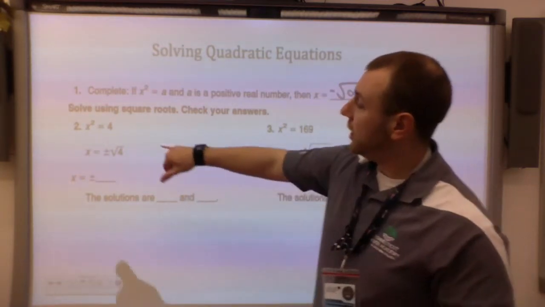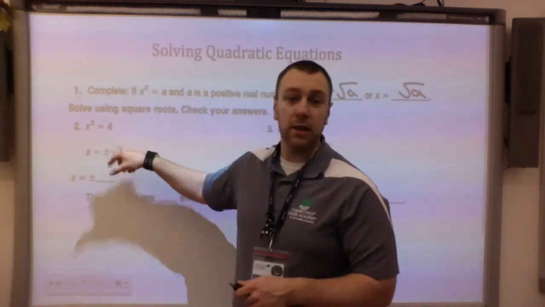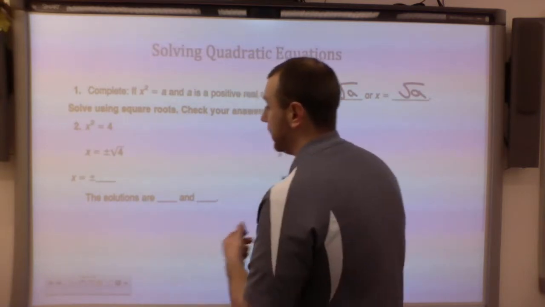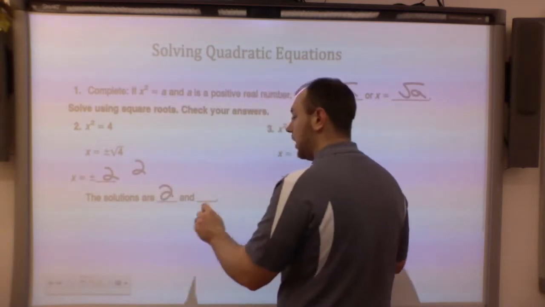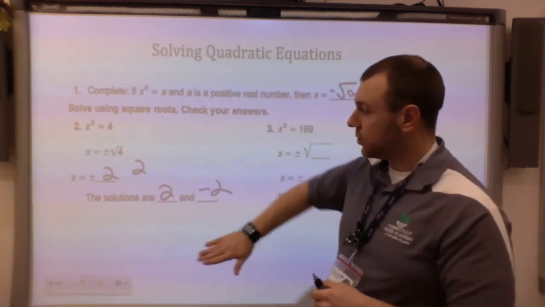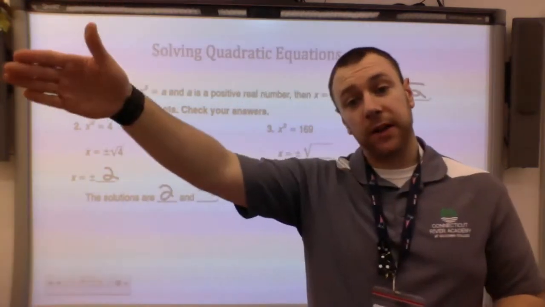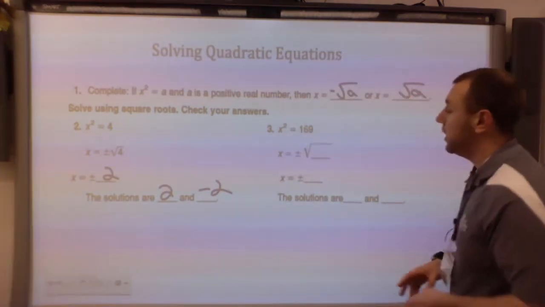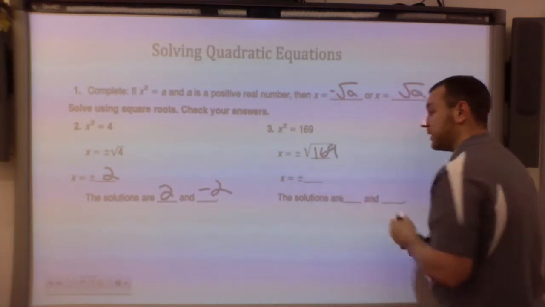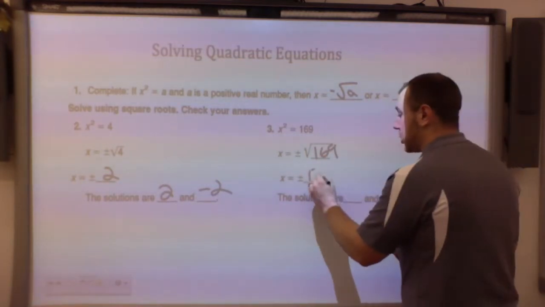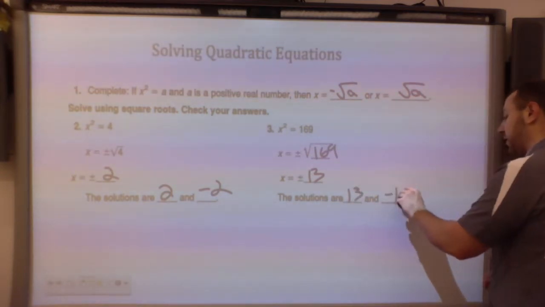Here I have x squared equals 4. When I take the square root of both sides, you notice that there's a plus or minus, which means x is either going to be 2 or negative 2. So there are two answers. When you see that plus or minus, that means there's a positive answer and a negative answer. Same thing here. I would get x squared equals 169. I would take the square root of 169, which is 13. So there are two answers, 13 and negative 13.